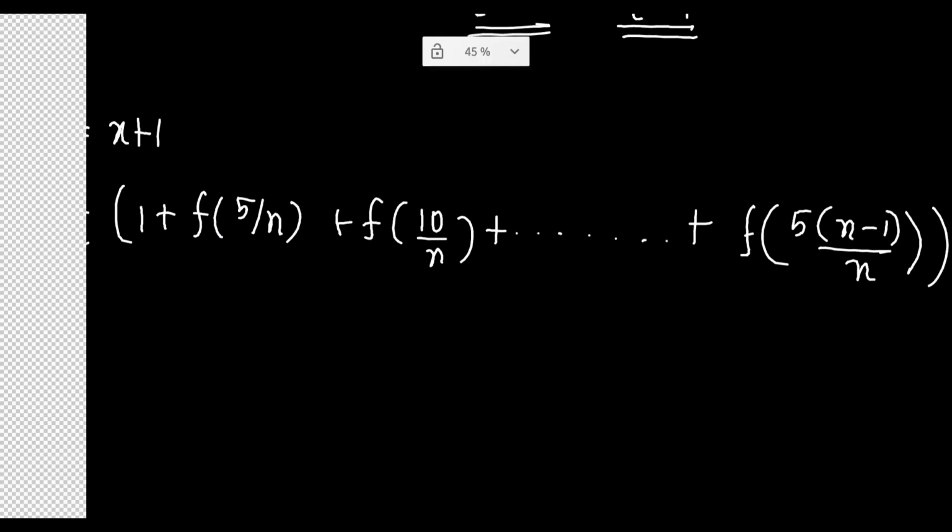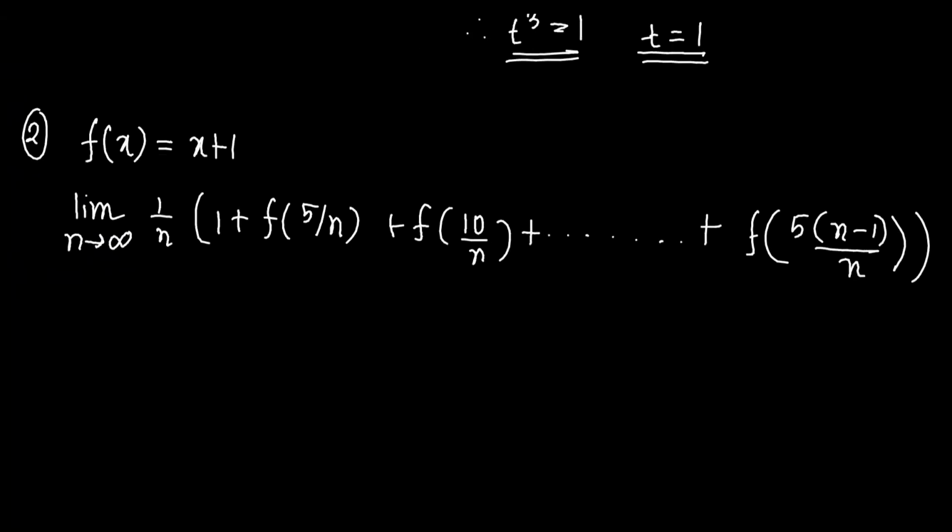Okay, so it is given that f of x is equal to x plus 1 and we have to find out limit n tending to infinity 1 by n outside into 1 plus f of 5 by n plus f of 10 by n plus f of 15 by n up to f of 5 into n minus 1 by n. Okay, so here what we can do, just see. It is given f of x equal to x plus 1, no? So f of x equal to x plus 1 means in place of f of 5 by n, f of 10 by n, we can write it as 1 plus 5 by n.